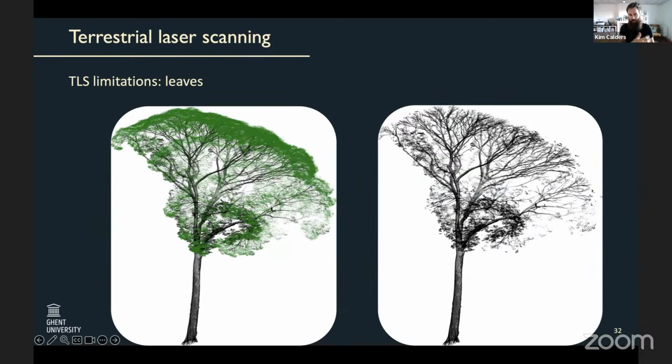At the moment, there's been a whole range of new algorithms being developed to remove leaves. So we can remove leaves, and there's a lot of progress there as well. But of course, it will come at a cost, because leaves increase the occlusion in your point clouds. So we really need to focus on dealing with this in the future.